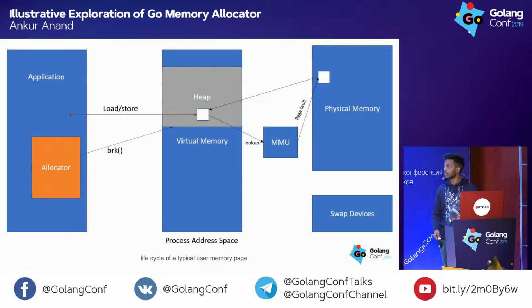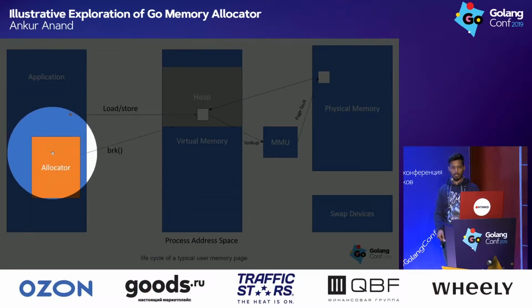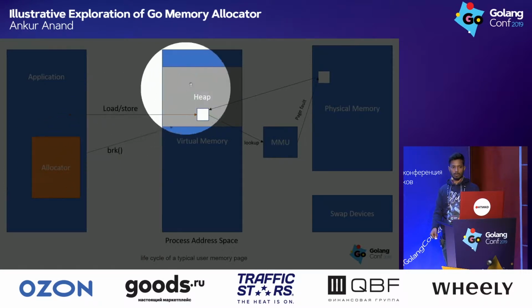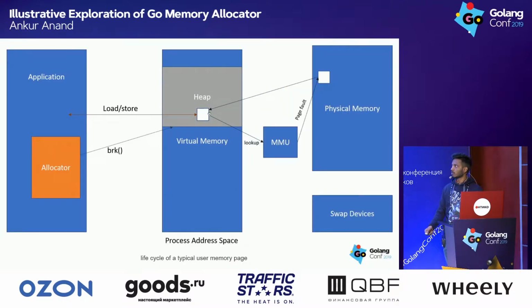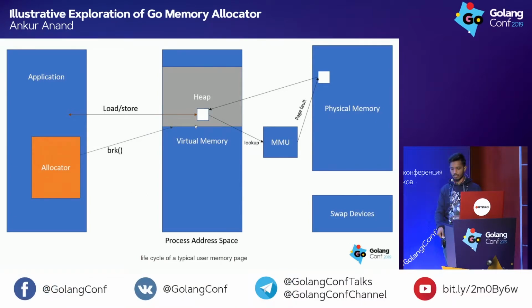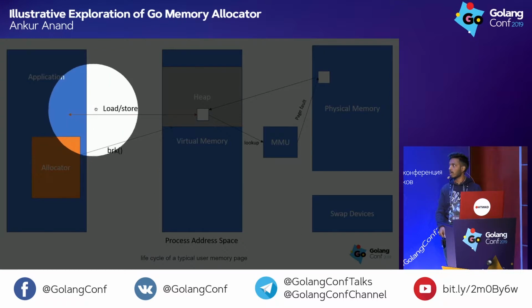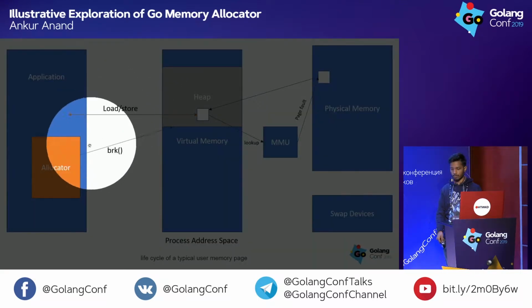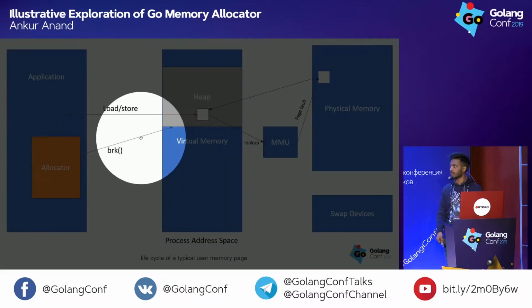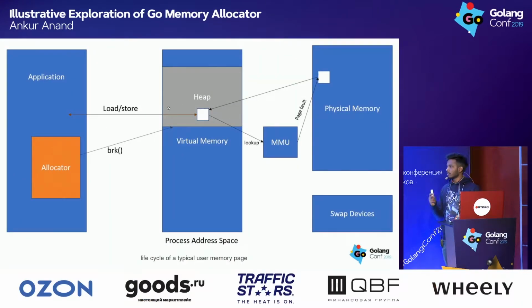This is a typical life cycle of your memory page. You have an application that has an allocator. Also you have a virtual memory space, so you have a heap over there. If that heap is already allocated, you do a load and store operation to access this memory location. And if you need to increase the heap size, you do a system break call. And if that page is not found, it will generate a page fault, and the MMU will do all the necessary translation.